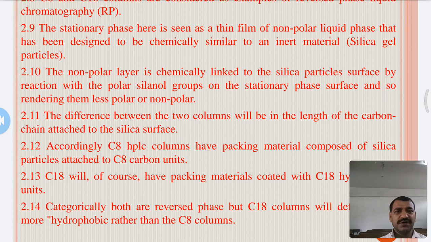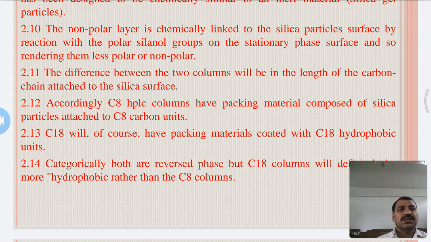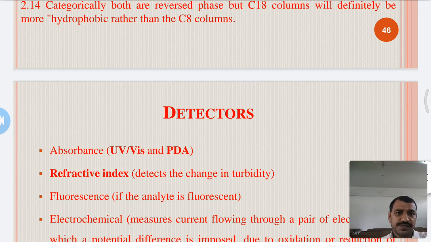What types of stationary phase are used, we discussed in the last lecture on types of methods. Here the non-polar layer is chemically linked to the silica particles by surface reaction with the polar silanol groups. Silanol group means the hydroxide of silicates, on the stationary phase surface, rendering them less polar or non-polar. The difference between the two columns is in length and the carbon chain attached to the silica surface. So different types of materials are used in this column.